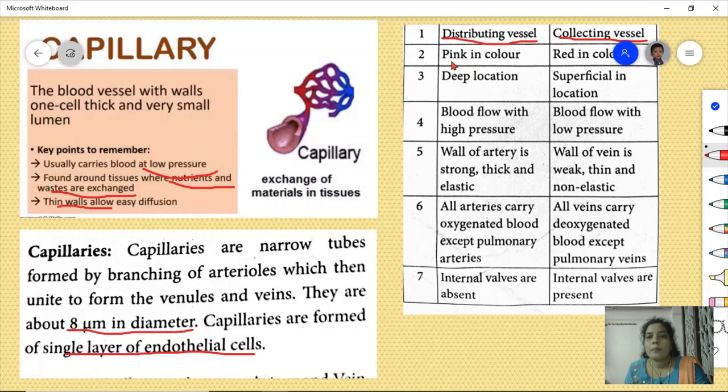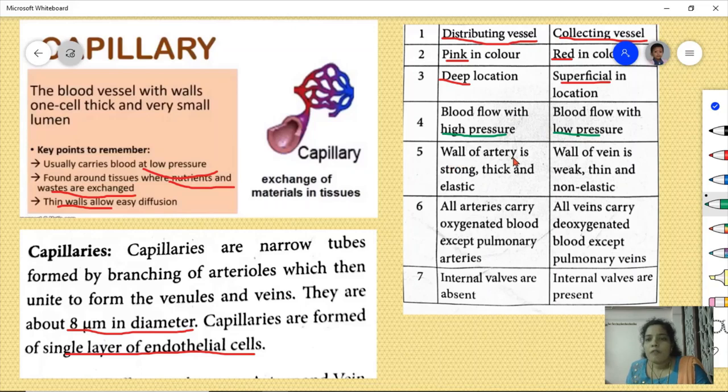The second point is color. Arteries are pink in color, but the vein is red in color. Then location: arteries have a very deep location, and veins have a superficial location. The fourth point is that the blood flows with high pressure in arteries, and here, in veins, with low pressure, just the opposite. While learning this differentiation, compare and study, then only it is easy for you.